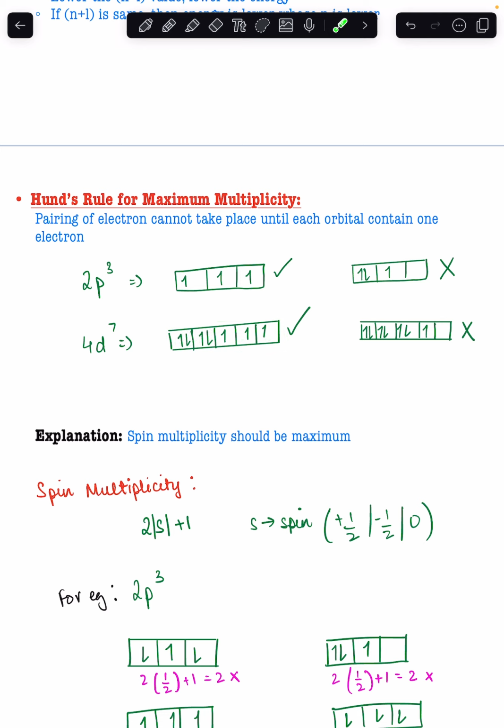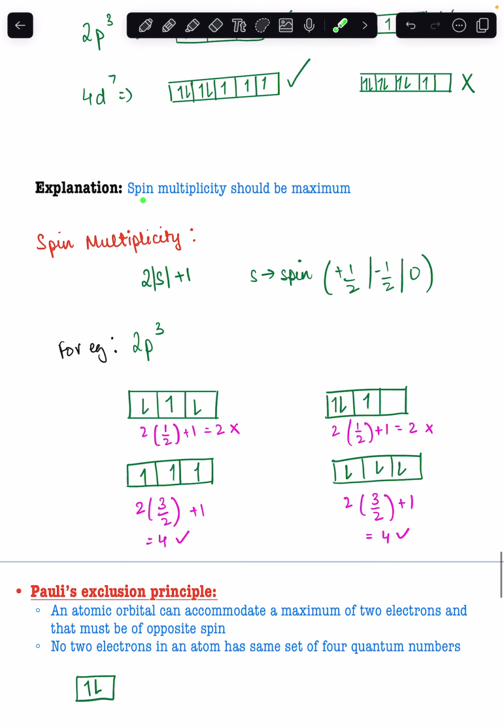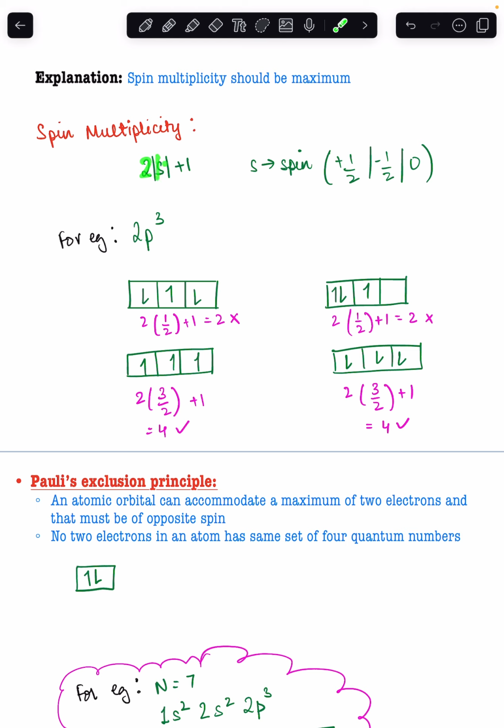Now why is this so? What is the purpose of this? All right. The explanation is that there is a rule that the spin multiplicity should be maximum, due to which exchange energy remains maximum. But what is the spin multiplicity? I have written it here. Spin multiplicity is 2 mod S plus 1. This is its formula. S is the spin, it's plus half or minus half or 0, right?